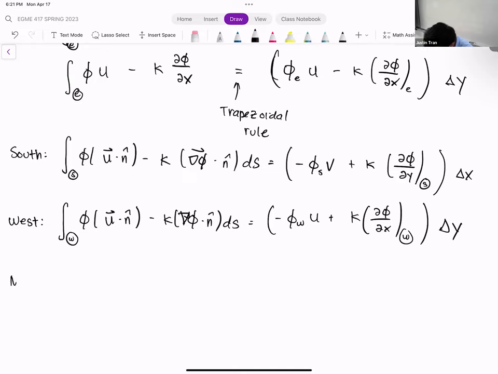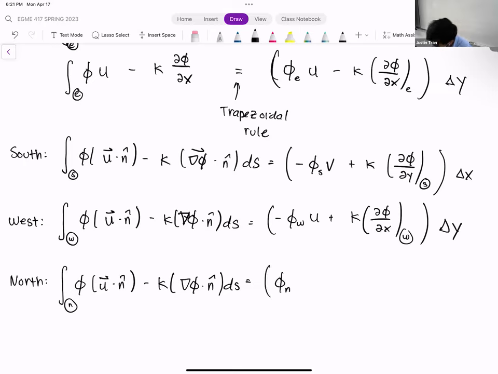We have the same thing for the north. In the north, we have phi u vector dot n hat minus k gradient of phi dot n hat, ds, equal to phi sub n times v minus k partial phi partial y evaluated on the north edge.